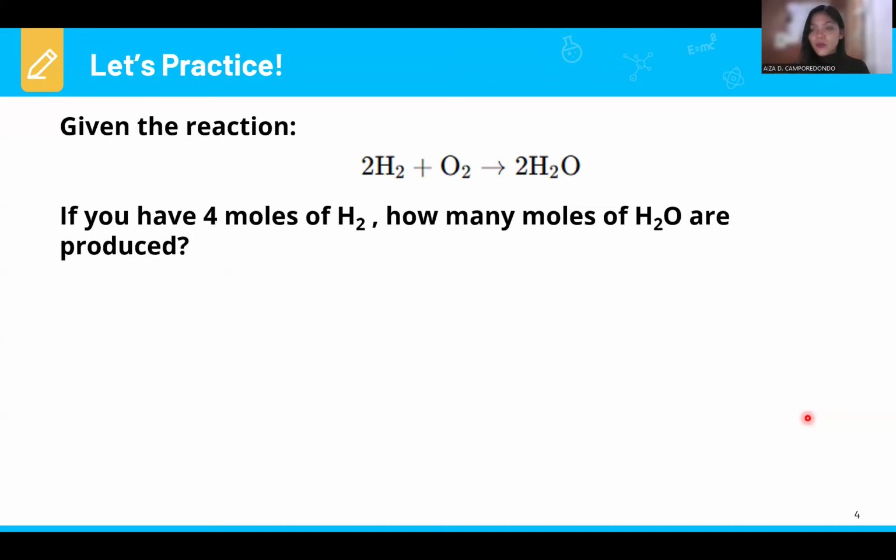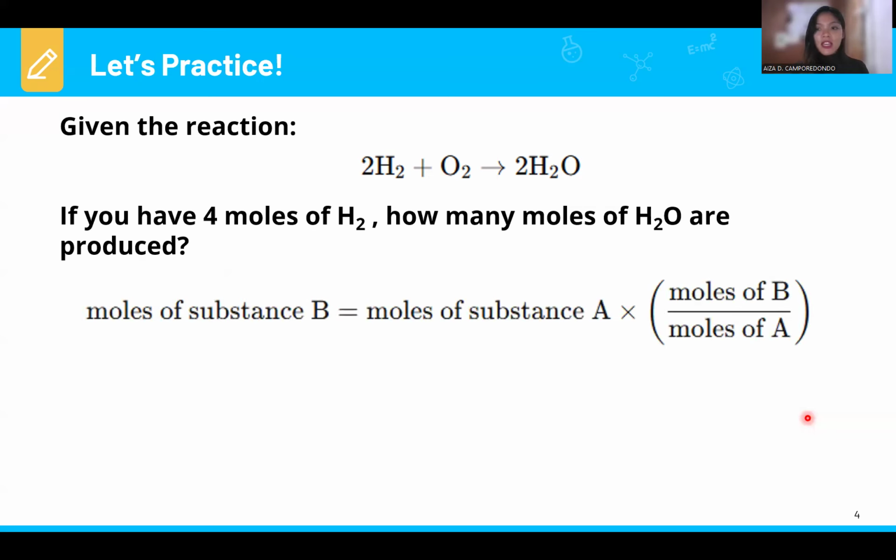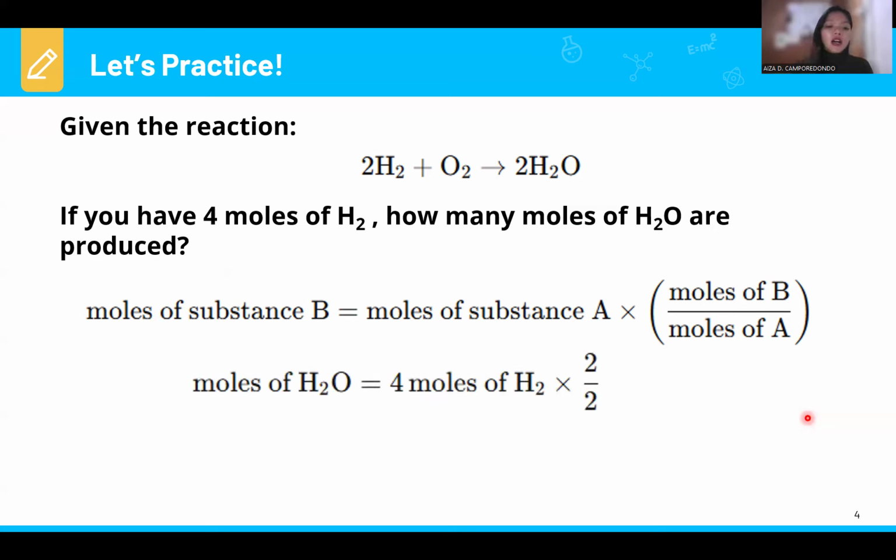Okay, so the first thing we need to do is use the general formula of mole to mole calculation and substitute the given values. The substance B right here is the product. The moles of water is equal to the 4 moles of hydrogen gas multiplied by 2 over 2. This is actually the coefficient or the ratio of both substances, the hydrogen gas and the water.